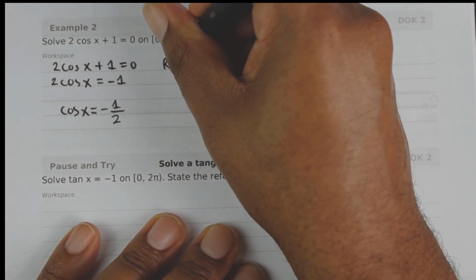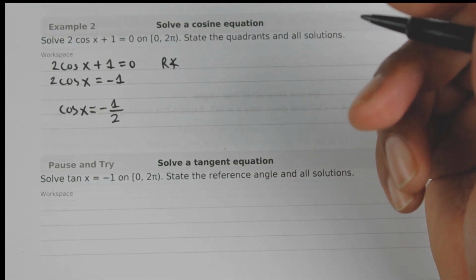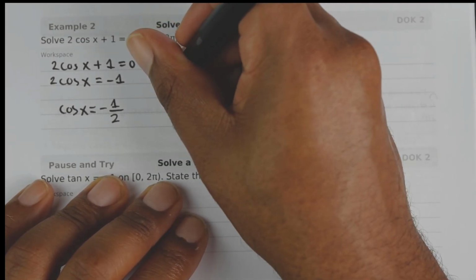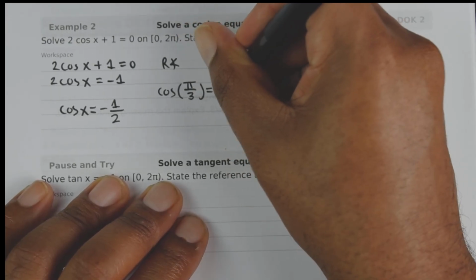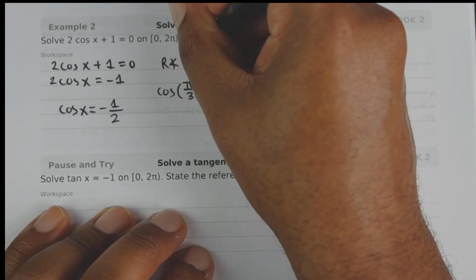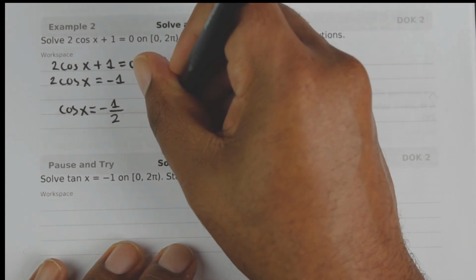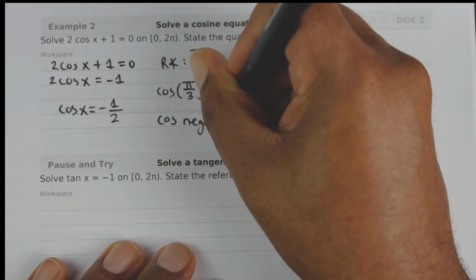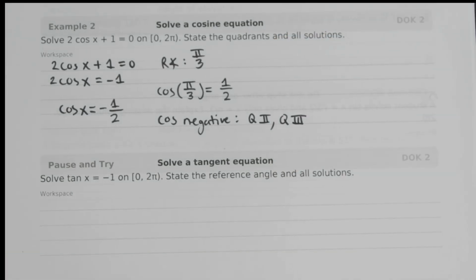Now find the reference angle. So the reference angle we know is from the cosine of pi over 3. So cosine of pi over 3 is going to be equal to 1/2. The cosine at pi over 3 is equal to 1/2. So the reference angle is pi over 3. And cosine is negative in, the cosine would be the x, so the x would be negative in quadrant 2 and quadrant 3.